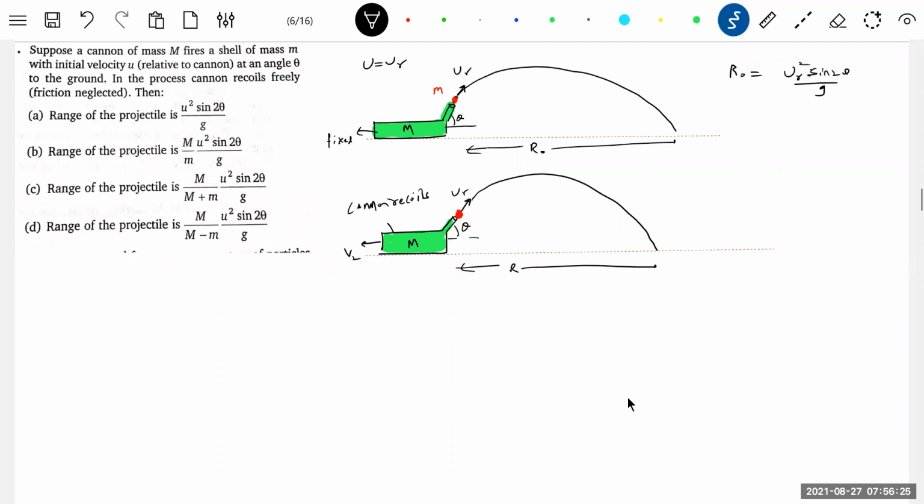What velocity of the shell is needed? The shell will have horizontal velocity v1x and vertical velocity v1y. How do we write the equations? Applying conservation of linear momentum, the net force on the system along the x-axis is 0, so initial momentum equals final momentum. Initially it was at rest when we were firing the shell. Final momentum is m v1x minus M v2, where v2 is the recoil speed of the cannon.